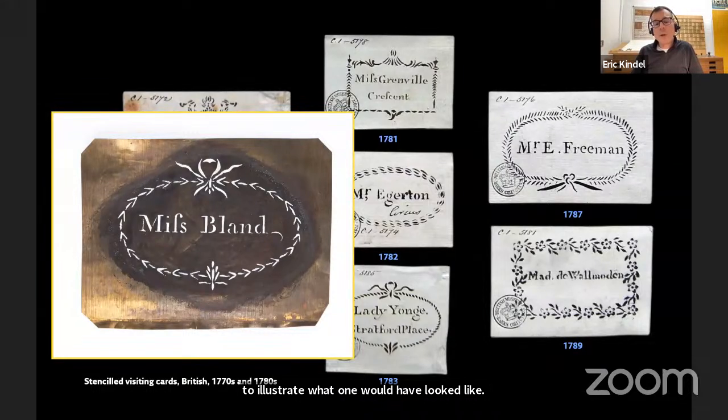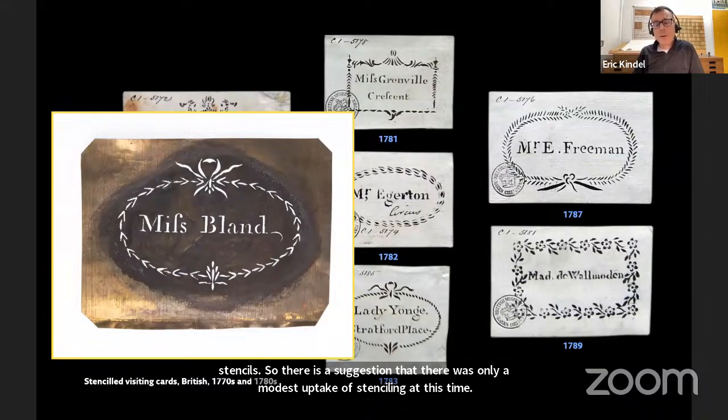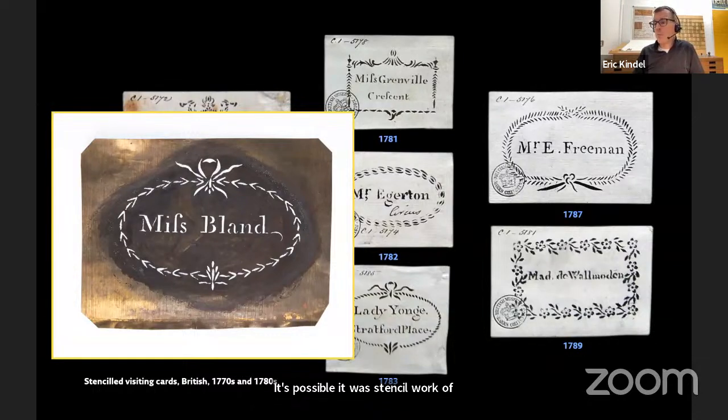Surprisingly, a review of several hundred trade cards of London engravers active in the second half of the 18th century turns up exactly 0 references to stencils, so there is a suggestion that there was only a modest uptake of stenciling at this time. It's possible stencil work of this kind was at first seen in Britain as a fashion brought over from France.